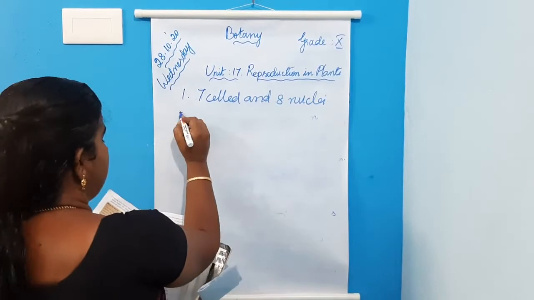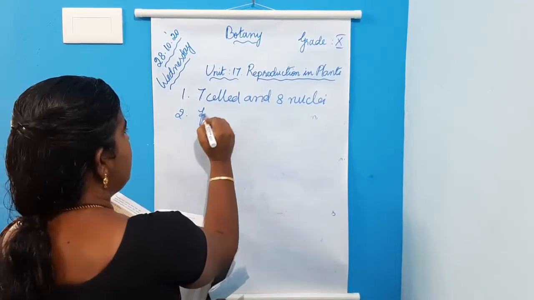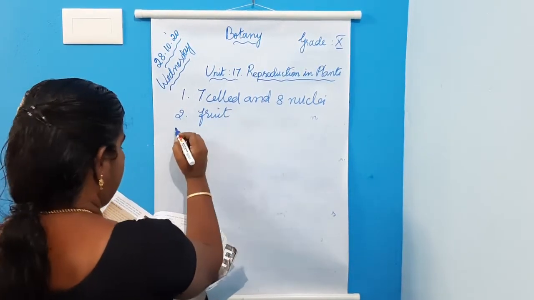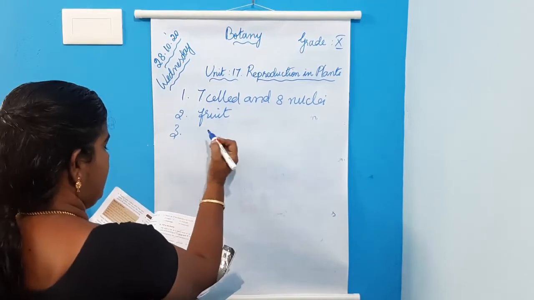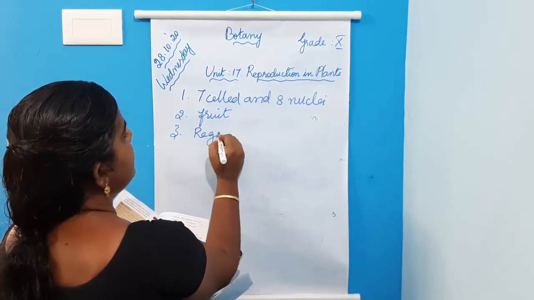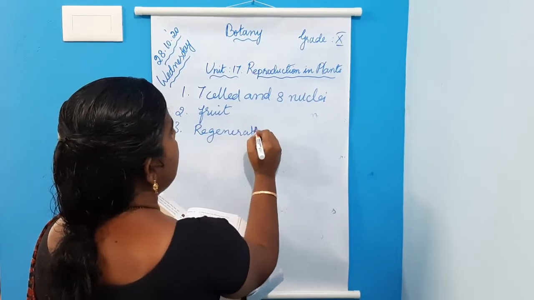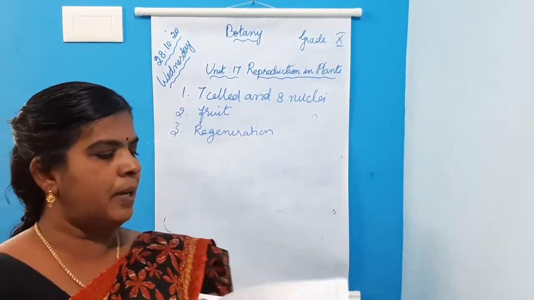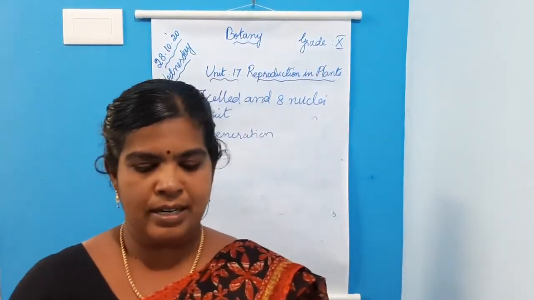Number 2: after fertilization, the ovary develops into fruit. Number 3: planaria reproduces asexually by regeneration. Then turn to the next page. The true or false is already marked.